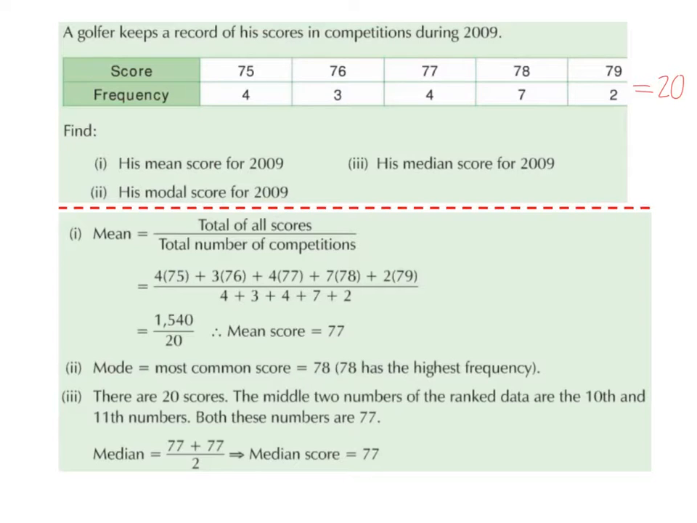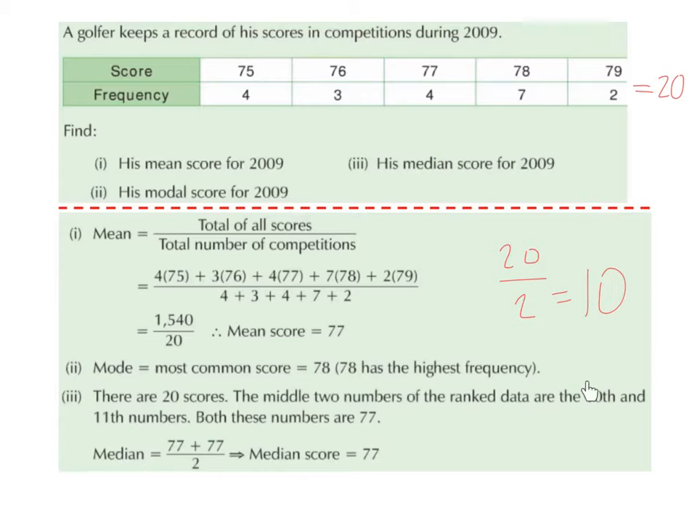If we have an odd amount, for example 21, we would say 21 plus 1 divided by 2. So 20 divided by 2 is 10. So what we're going to do is get the mean of the 10th and the 11th score. So what that means is we're going to add them together and divide them by 2. So there's 20 scores. The middle two numbers of the ranked data are the 10th and the 11th numbers, and both of these numbers are 77. So the median is 77 plus 77 divided by 2, which is still going to give us 77. So the median score is 77.